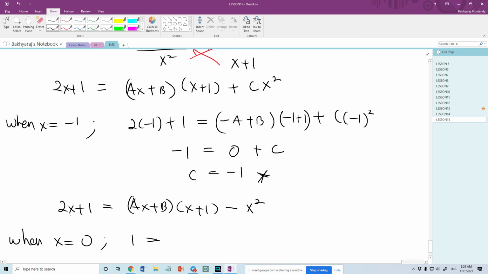because 2 times 0 is 0, so 0 plus 1 is just 1, equal, so you get b, because a times 0 you get b only, right? So b times 1 minus 0, right? Now you already have the answer for b, right? You see, b is 1 lah.